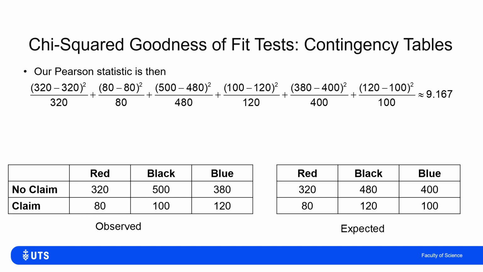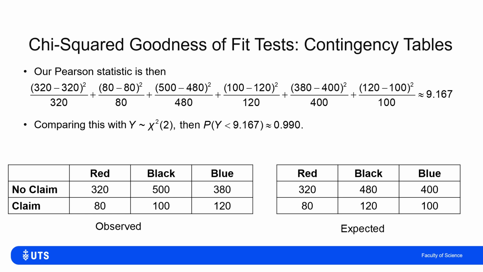Well, I work out the Pearson statistic for each cell, so I'm going to have 6 of these, observed minus expected, squared, over expected. So when I work out these 6 contributions to the Pearson statistic, I add them together and I get approximately 9.167, which is in fact beyond the 99th percentile. So I've got very strong evidence to reject the null hypothesis.